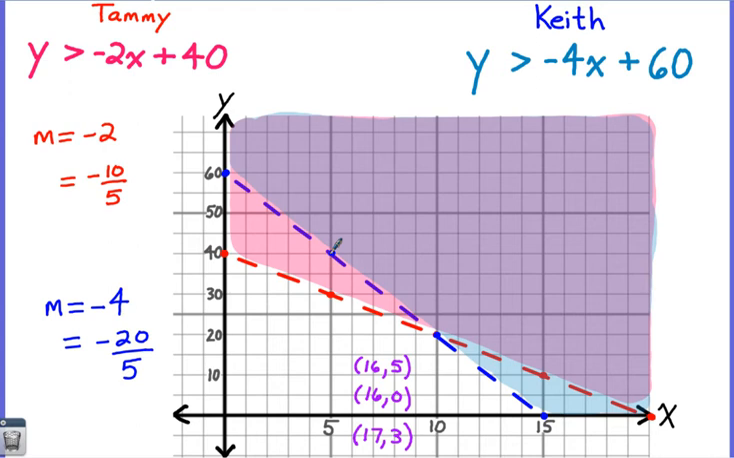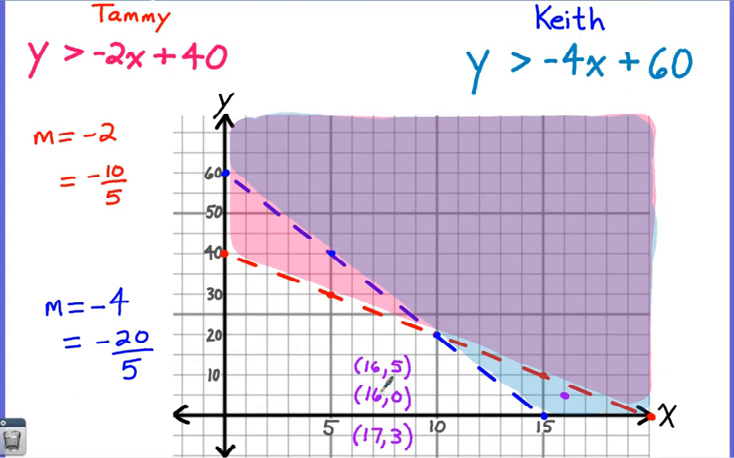Close, but no cigar. And anyway, cutting to the chase here, what we're looking for is any point that would be on Keith's graph and not Tammy's, Keith's shading but not Tammy's shading. So that's anything in this strictly blue shading, like 16 comma 5, which would be right there, which represents 16 mowings and 5 rakings. That would be a potential answer for Part B. Okay, 16 comma 5 would work for Keith but not for Tammy.